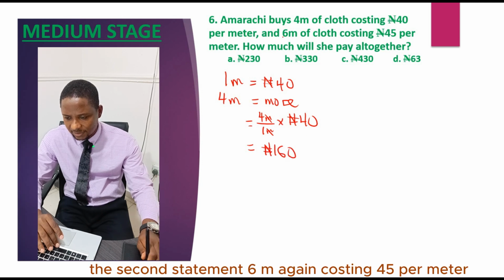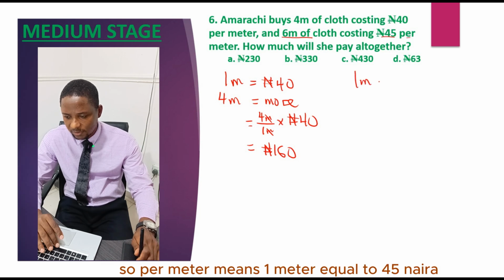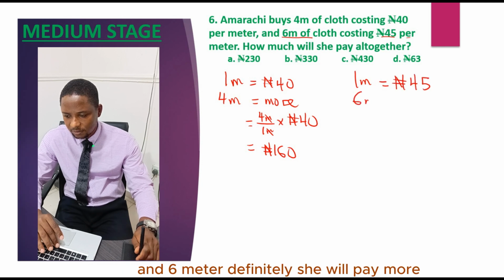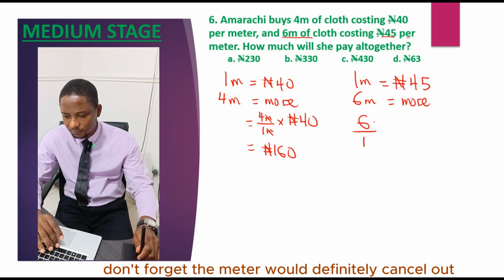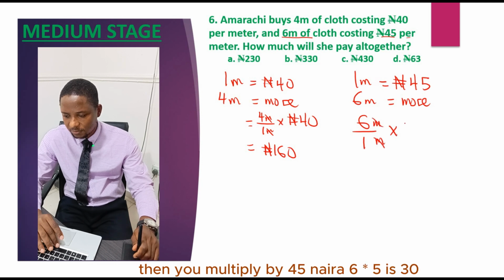The second statement, 6 meters again, costing 45 per meter. So per meter means 1 meter equals 45 naira. Then 6 meters, definitely she will pay more. And the more is 6 over 1. Don't forget, the meter will definitely cancel out. Then you multiply by 45 naira.